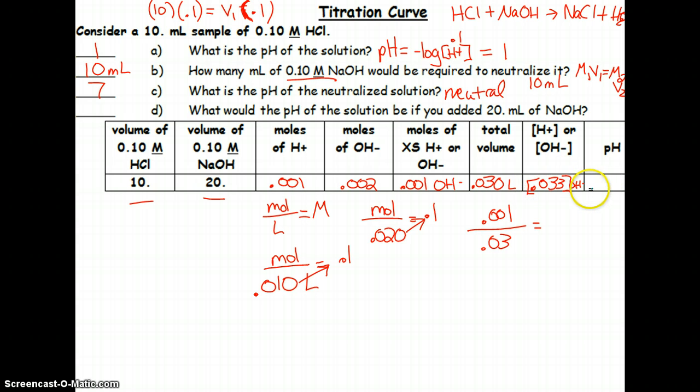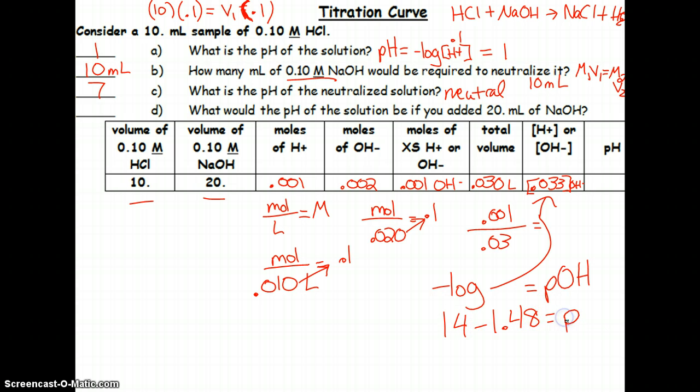Now if you do the negative log of that value, that will give you the pOH. When you negative log it, you get 1.48. That's pOH, and then 14 minus that will give us the pH. So our pH for this one is 12.52.